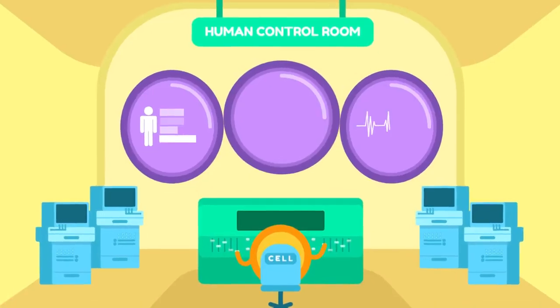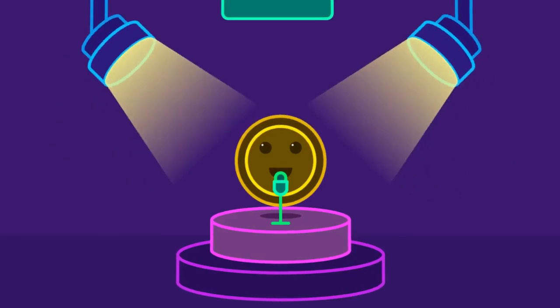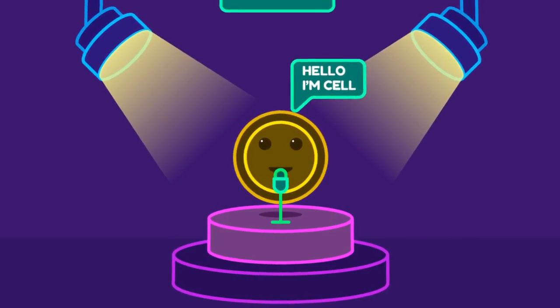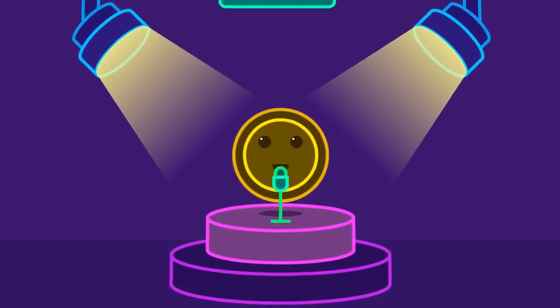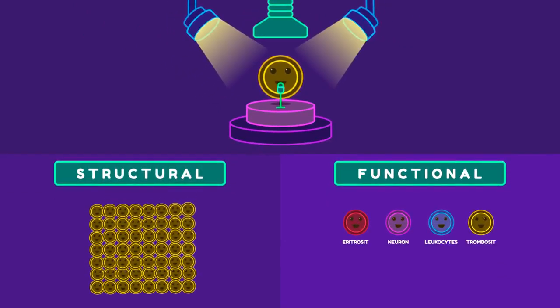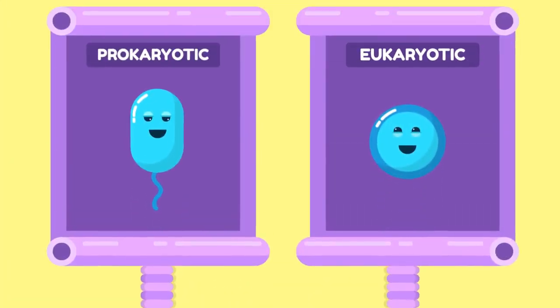Cells are the basic unit of life. Our today's guest is a cell. Please join your hands together as we invite him for a talk. Hello. I am a cell, and I am the smallest unit of every living organism. I can perform structural and functional roles in living organisms. I am different in eukaryotic and prokaryotic organisms.